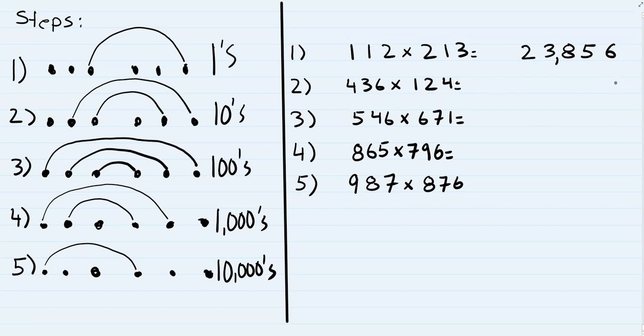All right, next one. 6 times 4 is 24. So I'm going to say 4. And I'm going to carry the 2 like this, okay? That represents a carry 2. All right, step 2. 3 times 4 plus 6 times 2. So 12 plus 12 is 24. 24 plus 2 is 26. So I'm going to say 6, carry the 2.